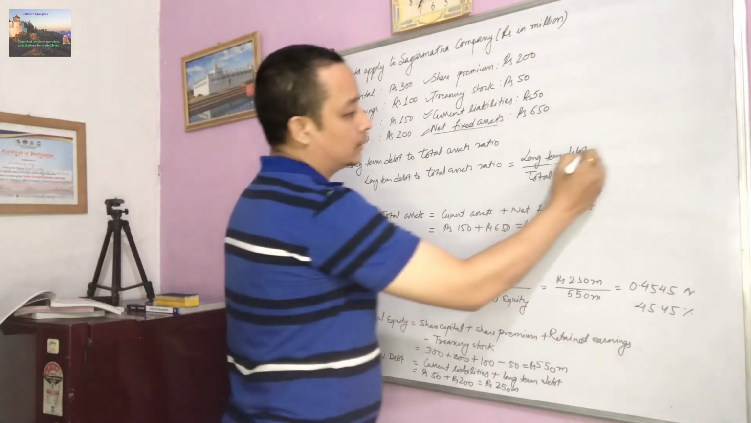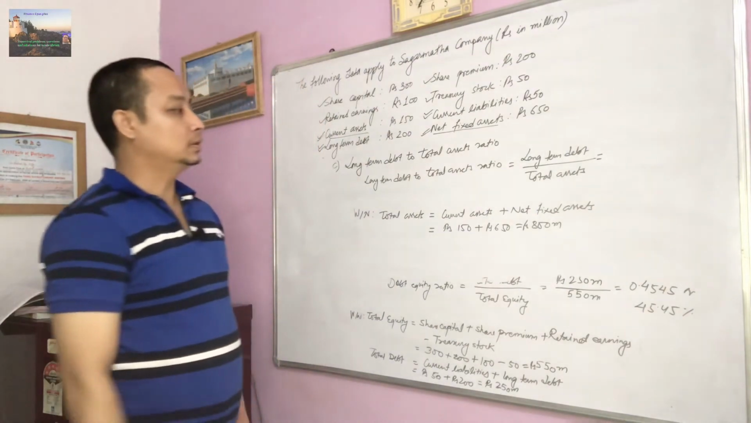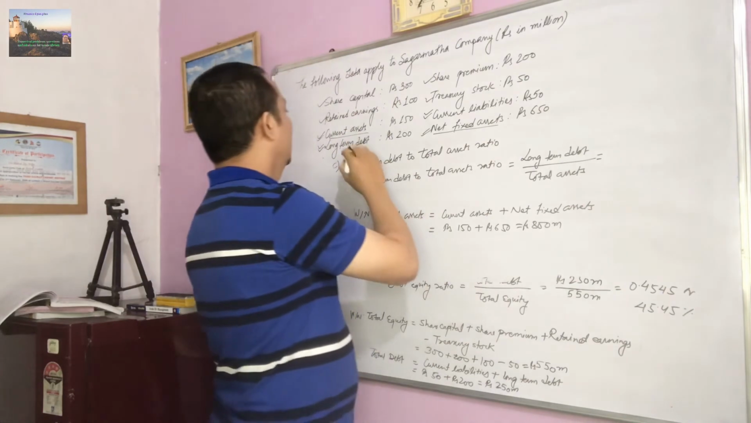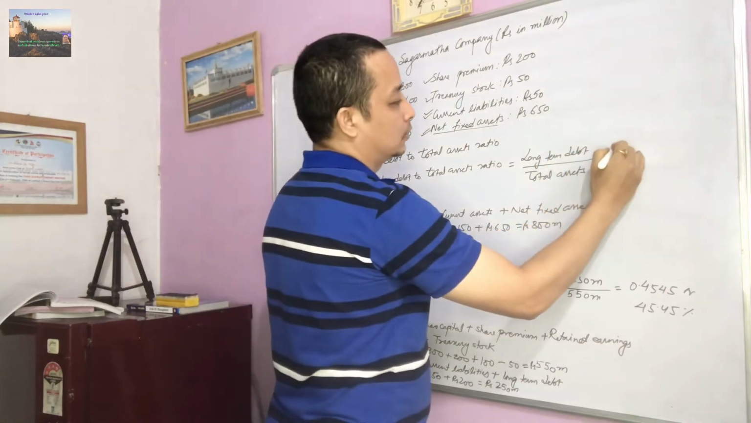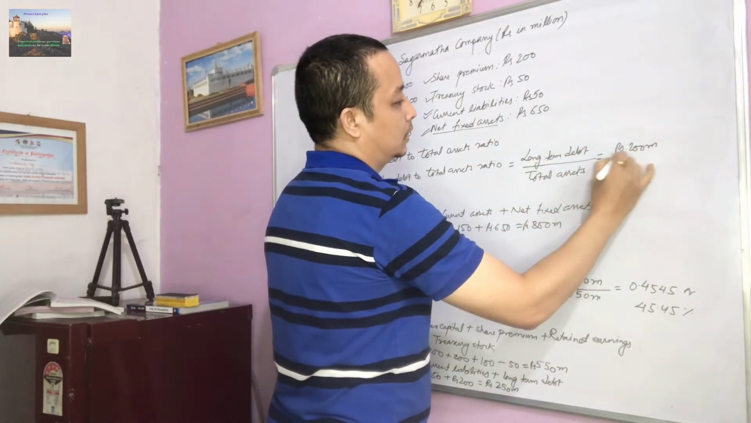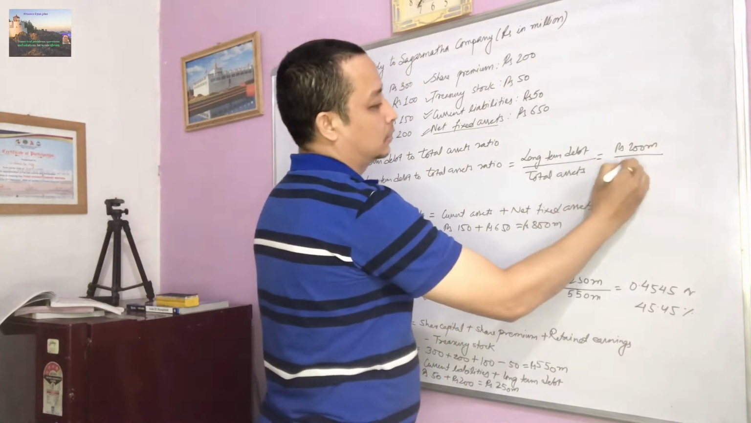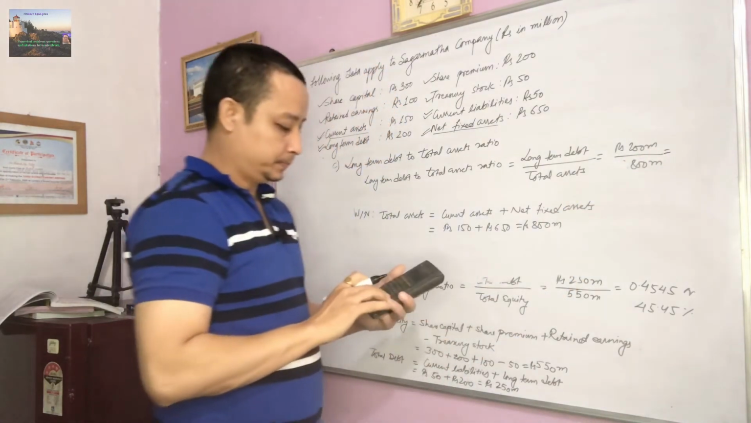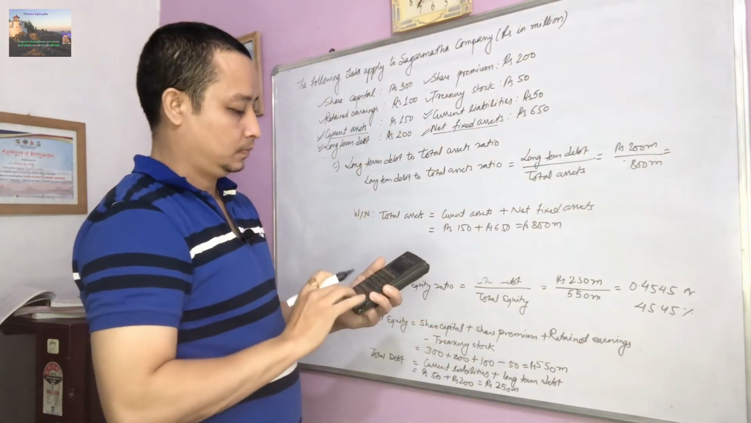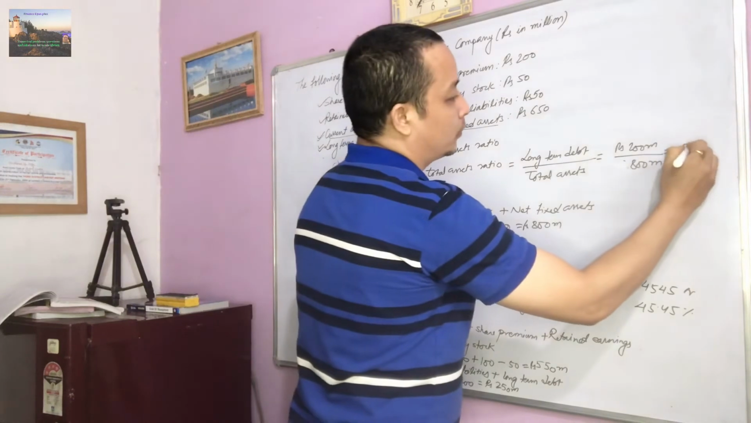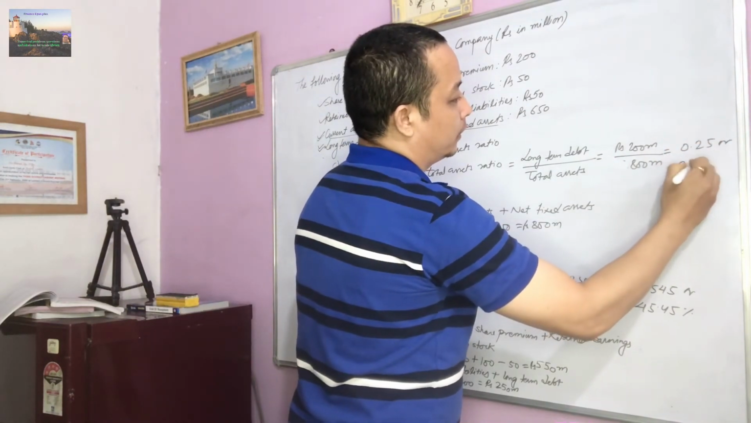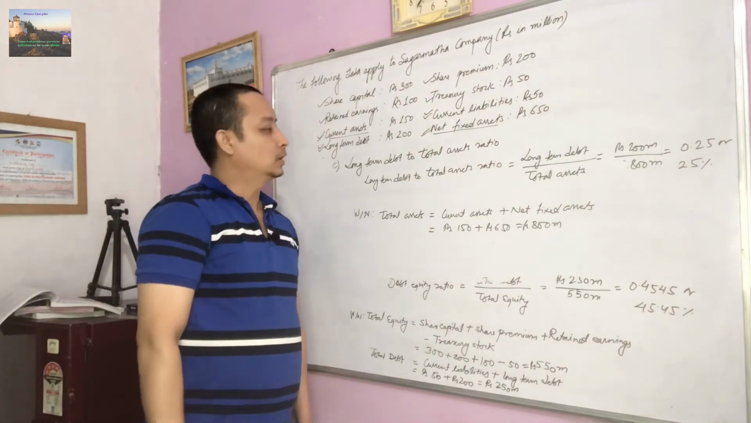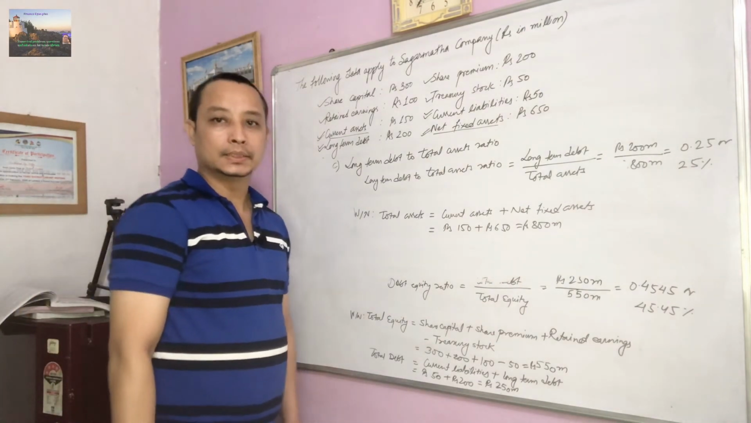Now you can calculate long-term debt to total asset ratio. So long-term debt is your here 200 million and total asset is rupees 800 million. Okay, so now your ratio is 0.25 or 25%. 25% is the long-term debt to total asset ratio.